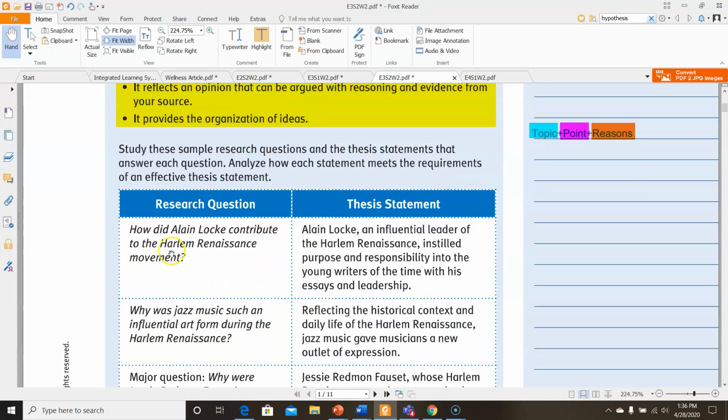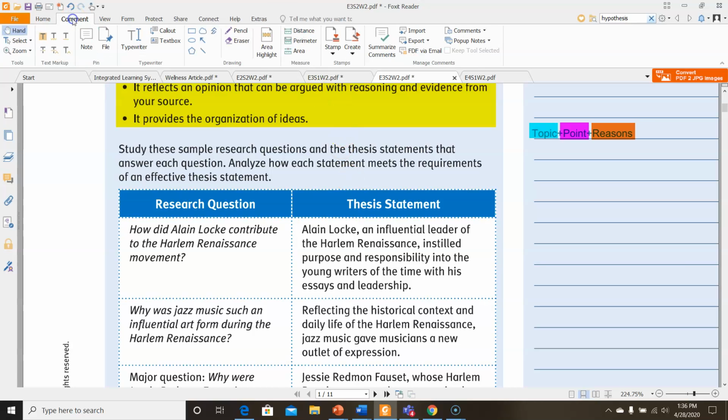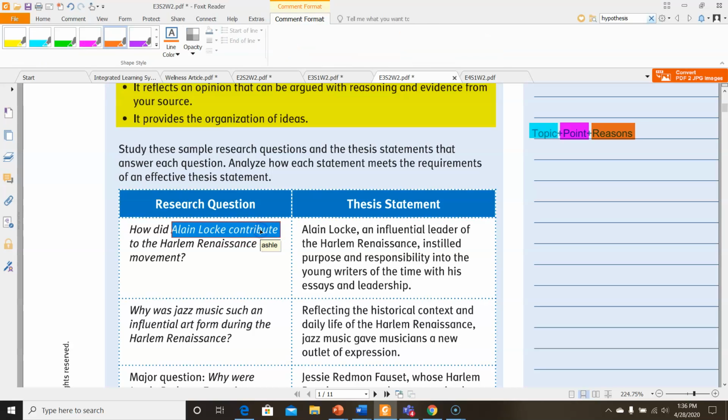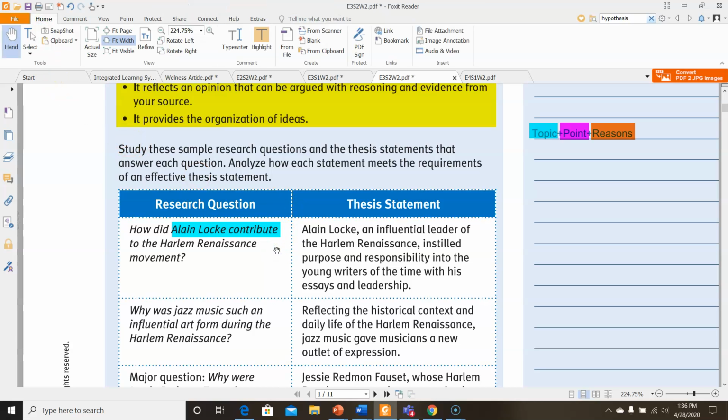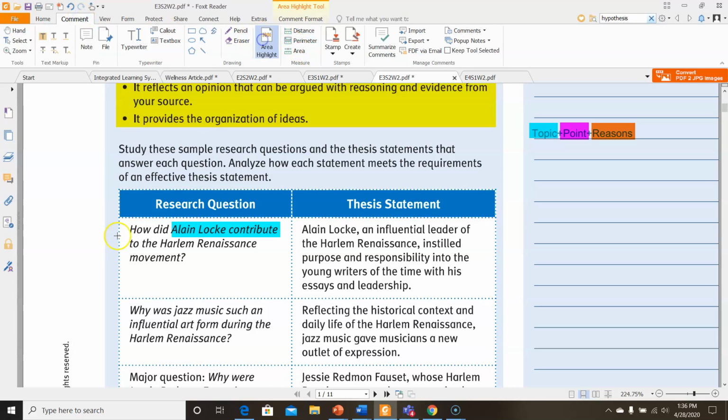So, how did Alan Locke contribute to the Harlem Renaissance movement? So, we're going to be figuring out first what our topic is that we're going to be talking about. So we're going to be talking about Alan Locke's contributions to the Harlem Renaissance movement. So I'm going to focus on that as my topic. And then my point kind of overlaps with that a little bit. I'm going to explain how he contributed to the Harlem Renaissance.